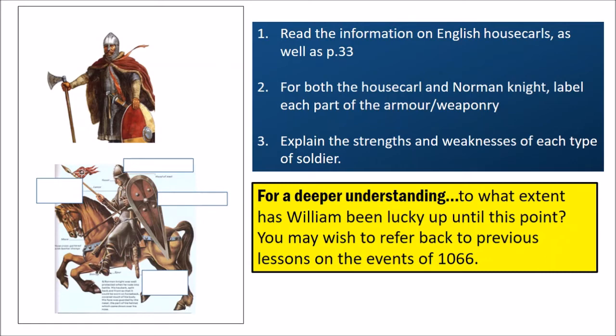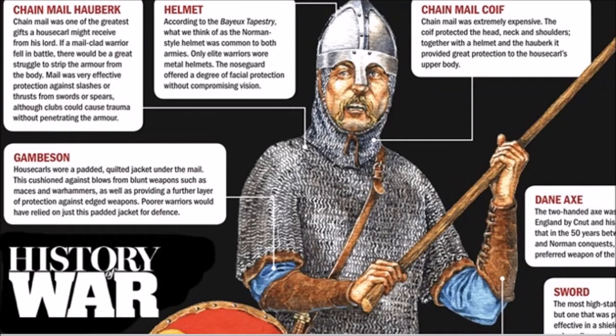So let's begin with the housecarl. So, housecarls, what could you have? Well, they would have chainmail. Chainmail is very heavy, but it's really good. It prevents piercing and slashing damage, but it wouldn't do anything against bludgeoning damage. So if someone hit you with a club, it could break a rib or it could bruise you. It would still be very sore.